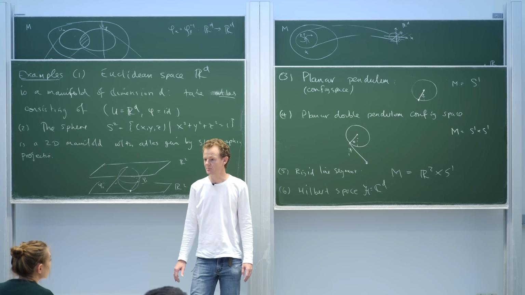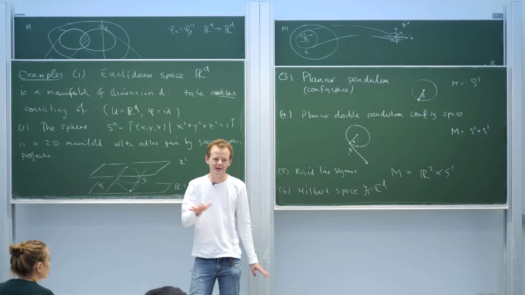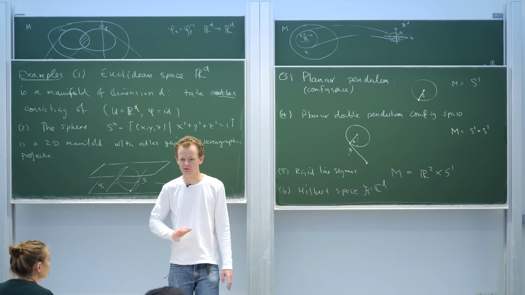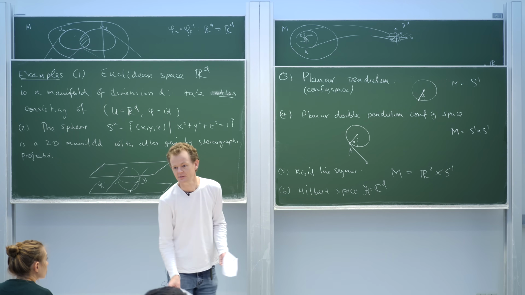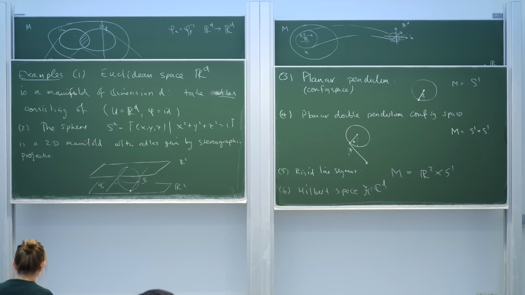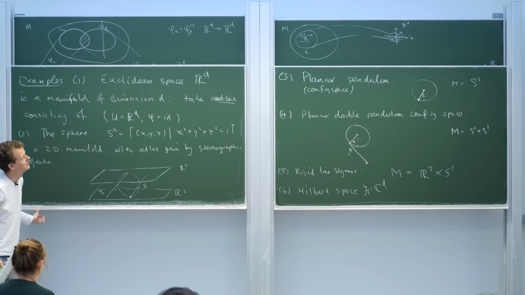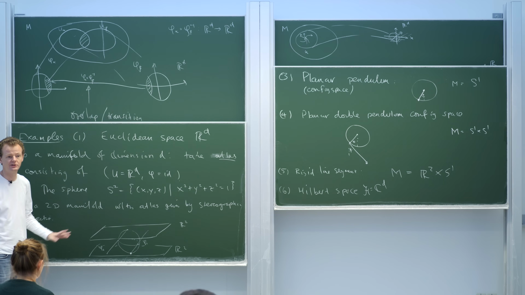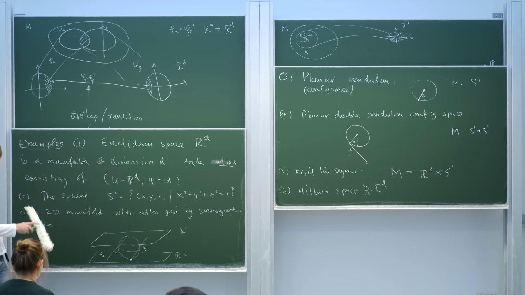Hilbert space of an infinite dimensional system, sure, that is a manifold, but it's an infinite dimensional manifold, and we're certainly going to stay away from those in this course. Although, to be fair, a lot of what we'll deduce will be just simply true for the infinite dimensional case.